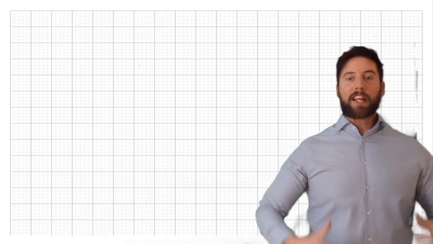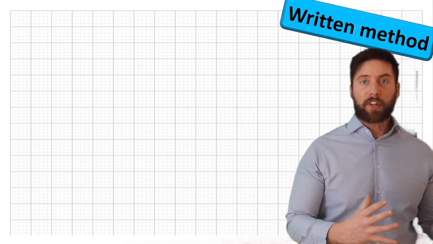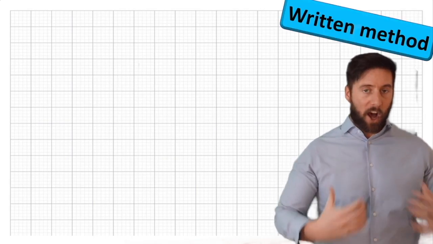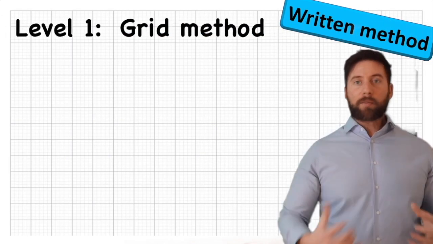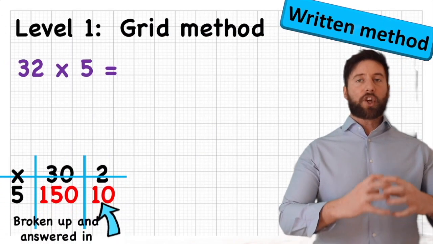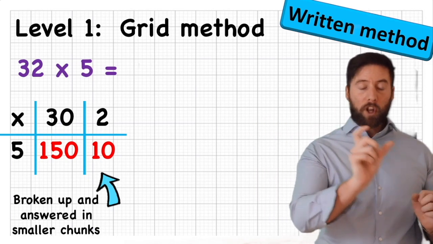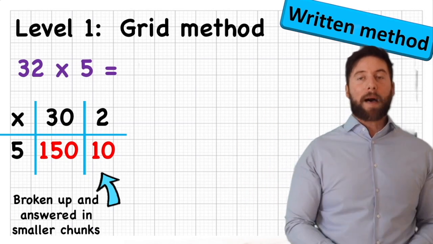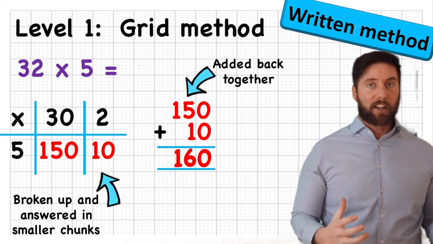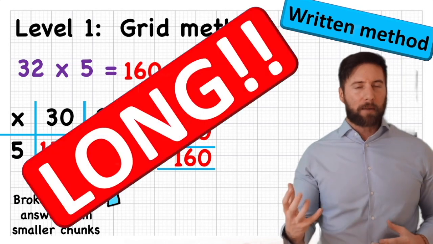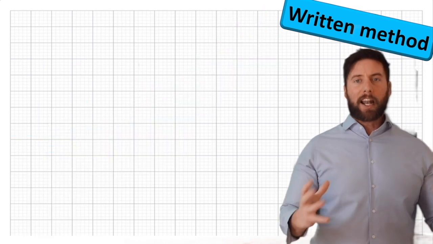But before we get into it, let's review what we've done so far in previous videos to understand where we're at now, okay? So our written method started with grid method. Now grid method was really useful because it really showed us what we're doing. We're breaking up those numbers and answering them in smaller chunks and then putting that number back at the end to give us our final total. Okay, so that was the start, but it was a bit long. We realised that when we got into bigger numbers, it got a bit long and a little bit laborious.